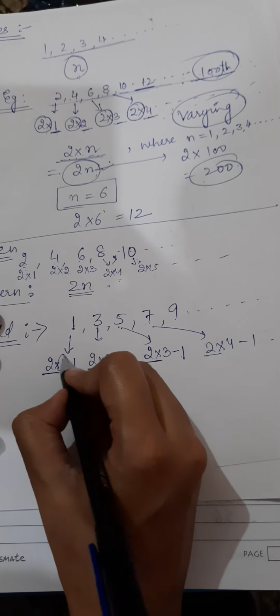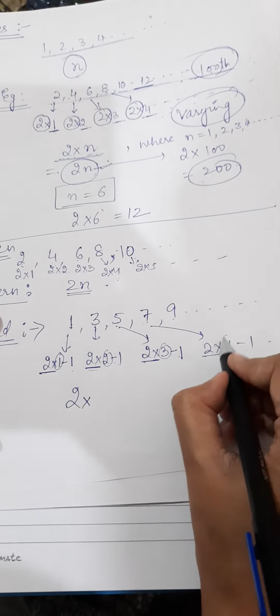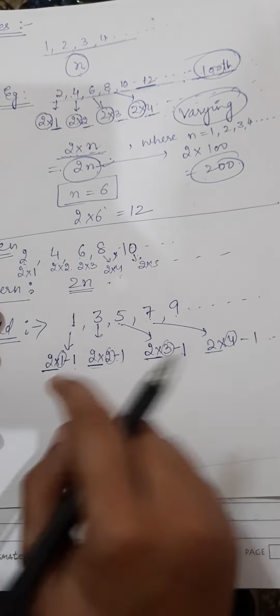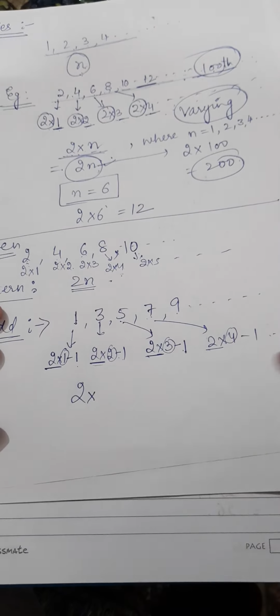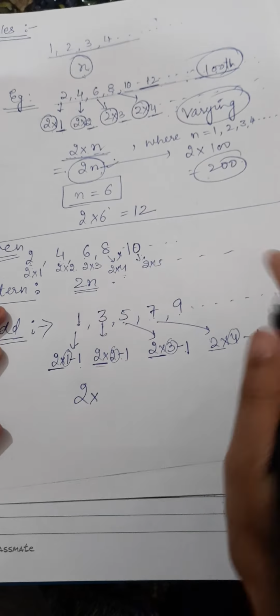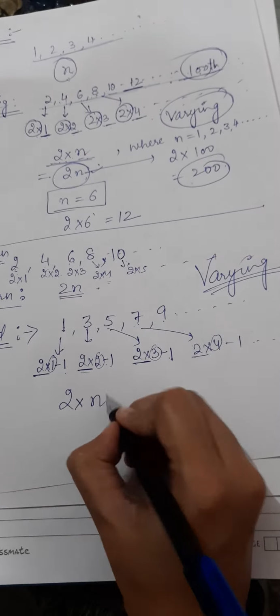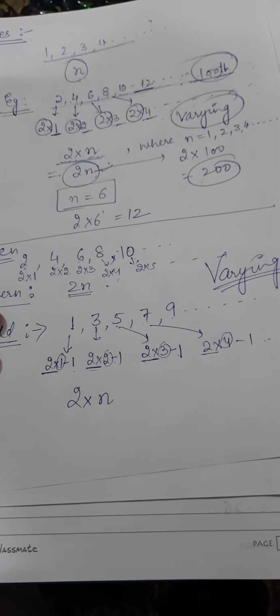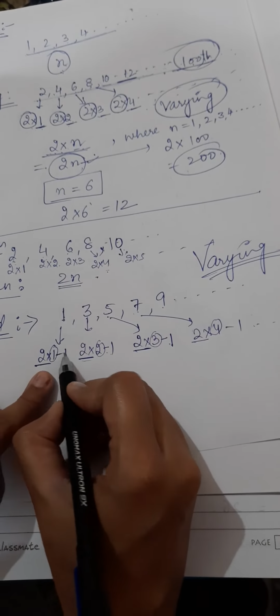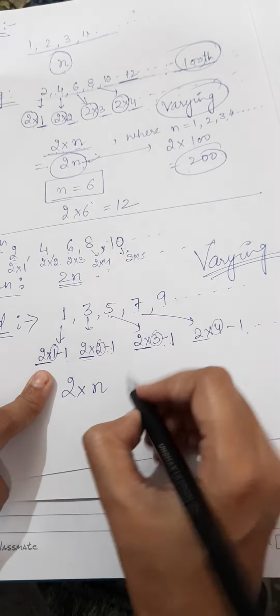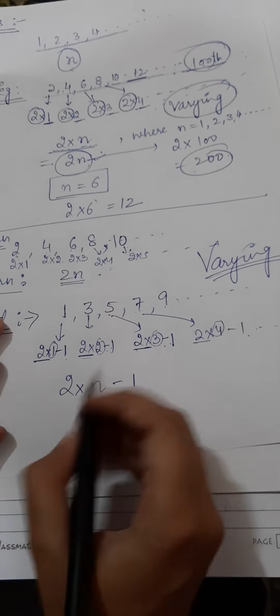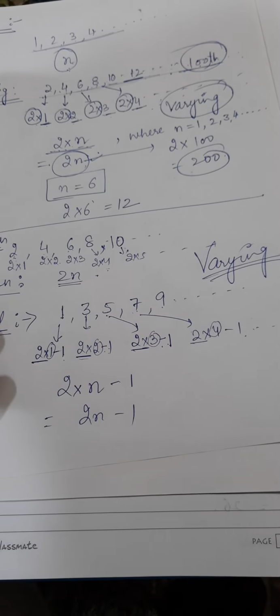1, 2, 3, 4. This is changing. That means these values are changing. These values are varying, and the moment they are varying, I am going to change them into an alphabet, into a variable. Then after this, minus 1, minus 1, minus 1, minus 1. So it is minus 1, and I can write this as 2n minus 1.